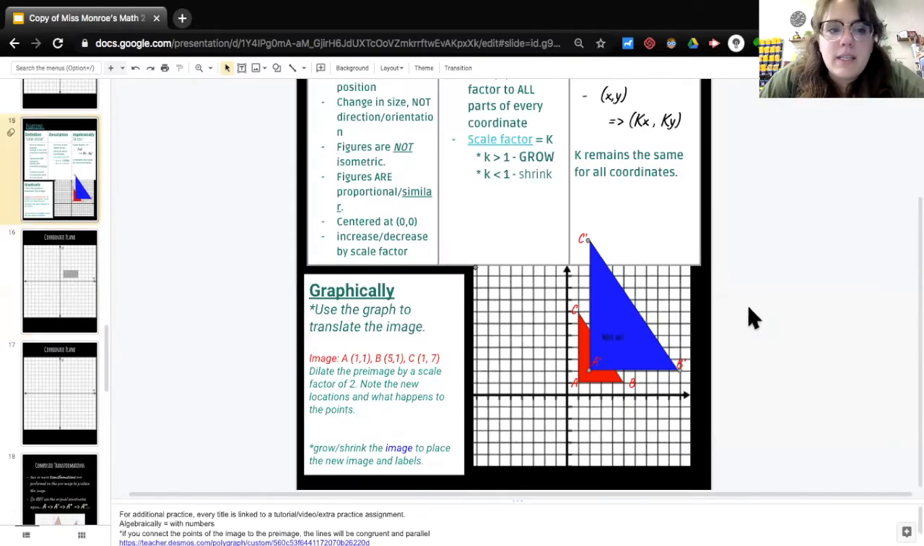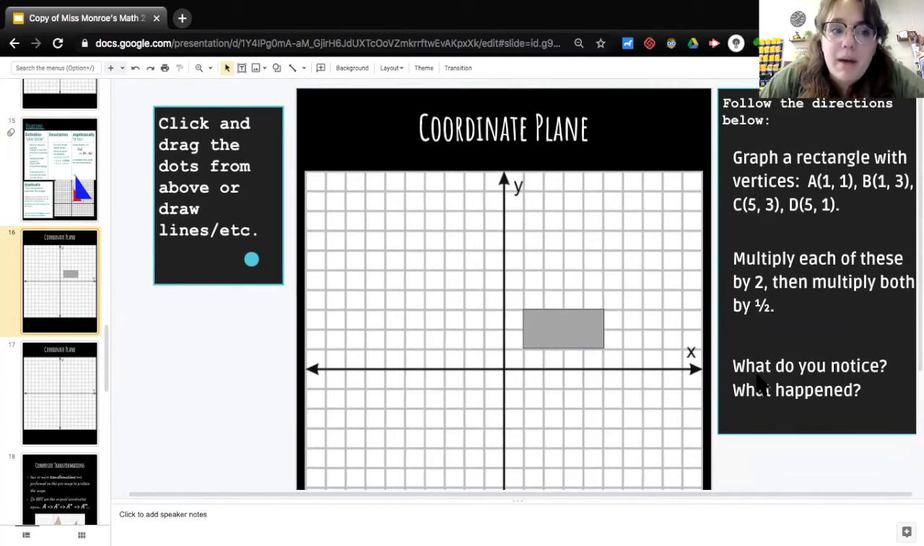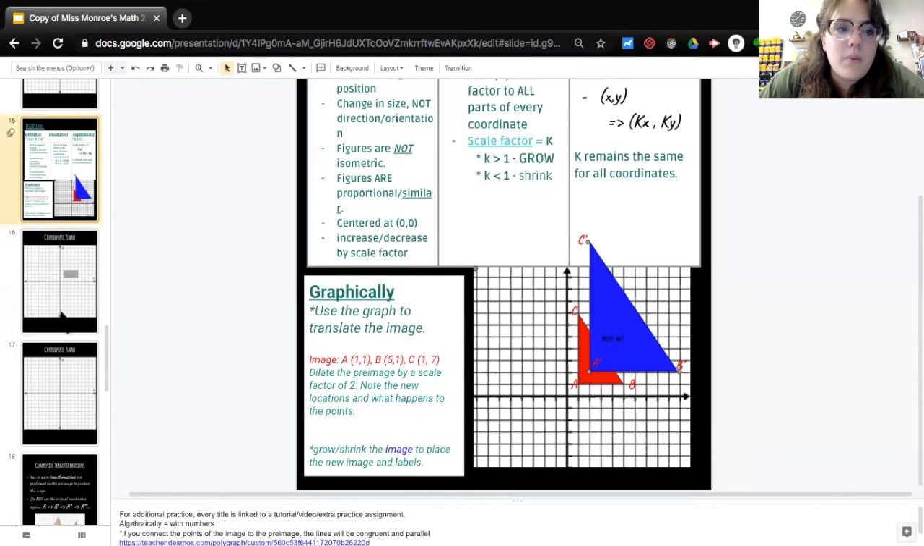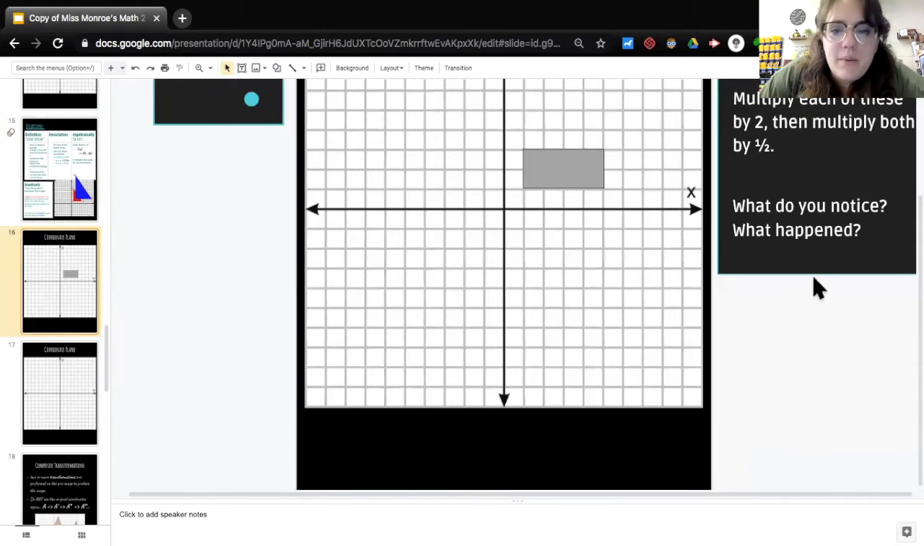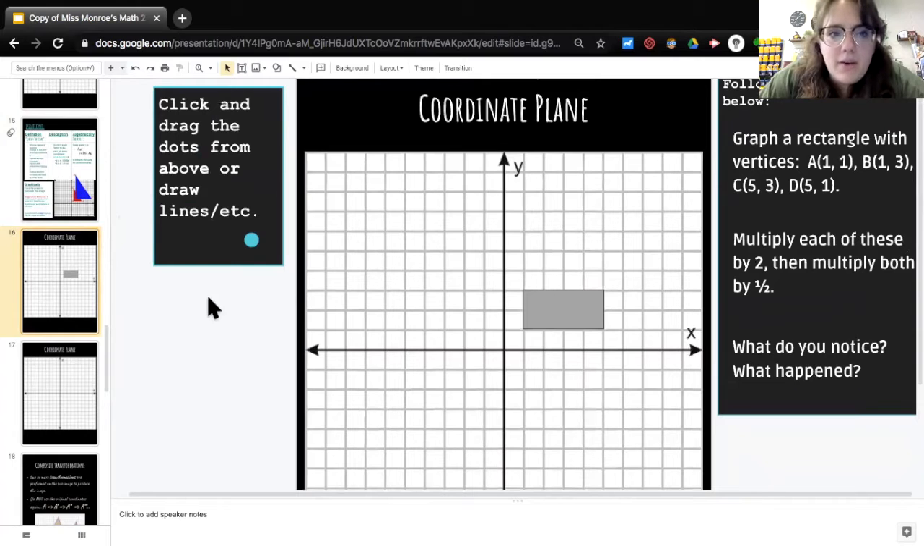Multiply each of these by 2. I'm sorry, that's going to happen a lot. I always flip between pages. All right, and then multiply both by 1/2 and see what happens. I wish it would just stay on this page. That would be great.